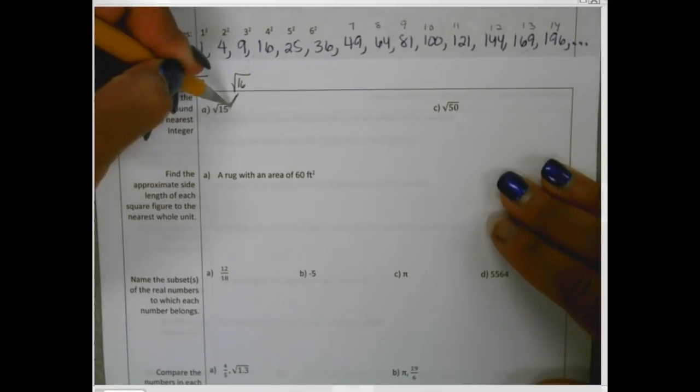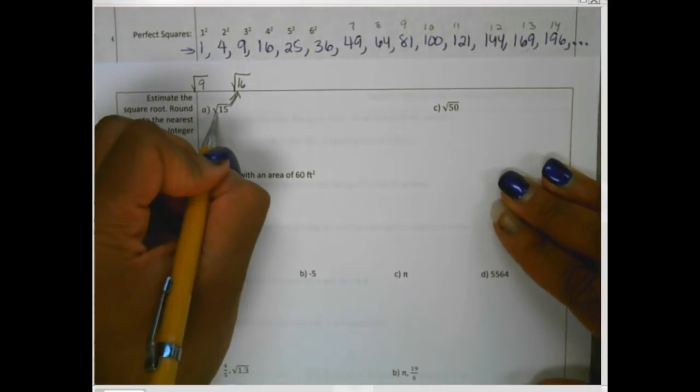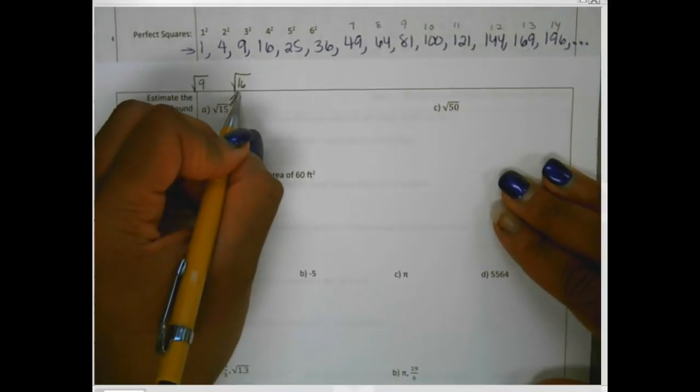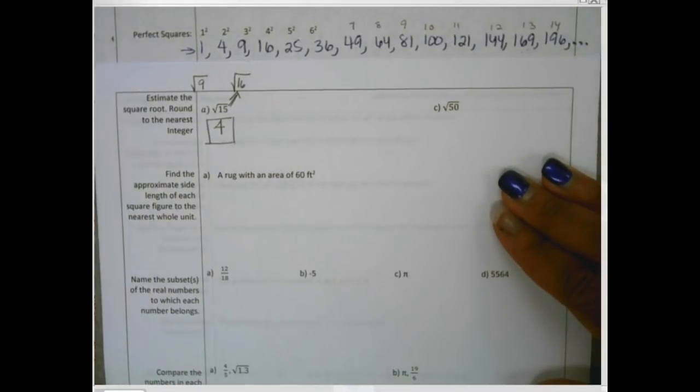Then you ask yourself, which one is it closest to? It is closest to the 16. So that would tell me that square root of 15 is close to whatever the square root of 16 is. The square root of 16 is 4. So this is closest to 4.